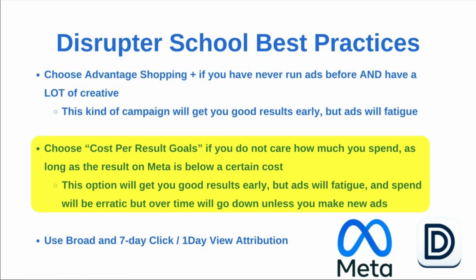Also, choose cost per results goals. This is also known as cost caps. If you do not care how much you spend, as long as the result on Meta is below a certain cost, this option will get you good results early. But like Advantage Shopping, your ads will fatigue and spend will be erratic, but over time will go down unless you make new ads.